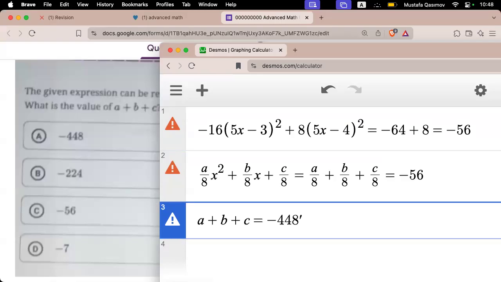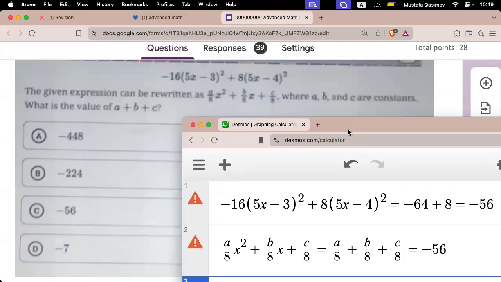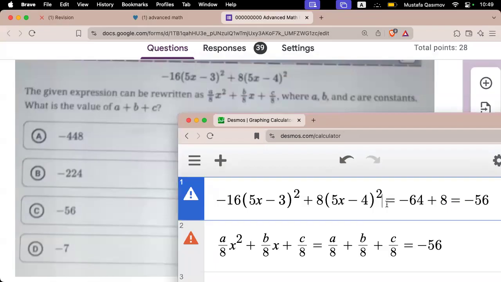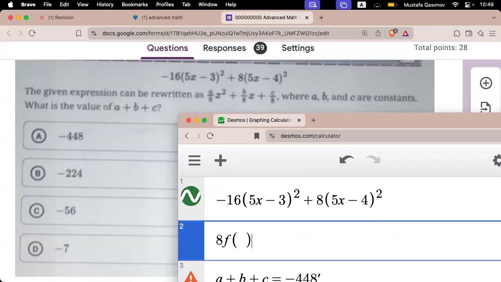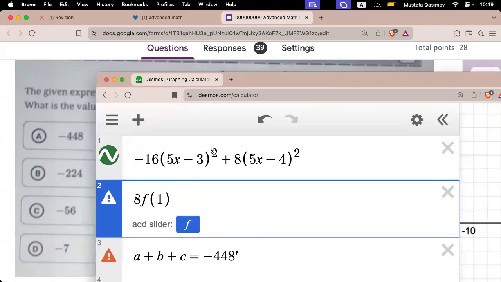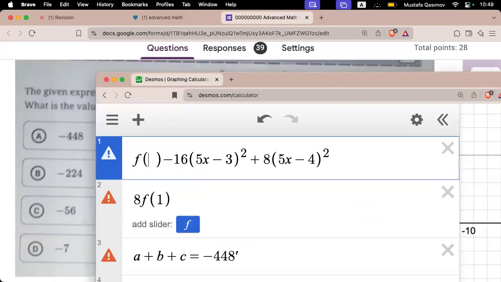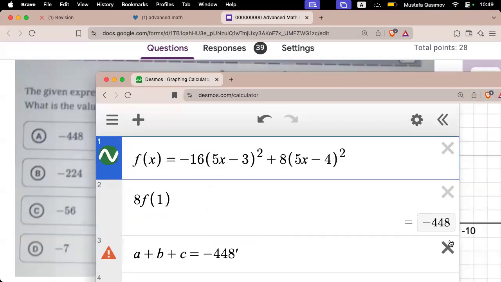This one's good. Yeah, this one is, I think, the better one. Or if you want, when you have this type of question, you can find it directly from here like this. Because we have 8 here, you have to multiply it by 8 for finding a plus b plus c. So write it like this, 8 f of 1. And also write f of x. And you will get negative 448. It is actually the shortest method.